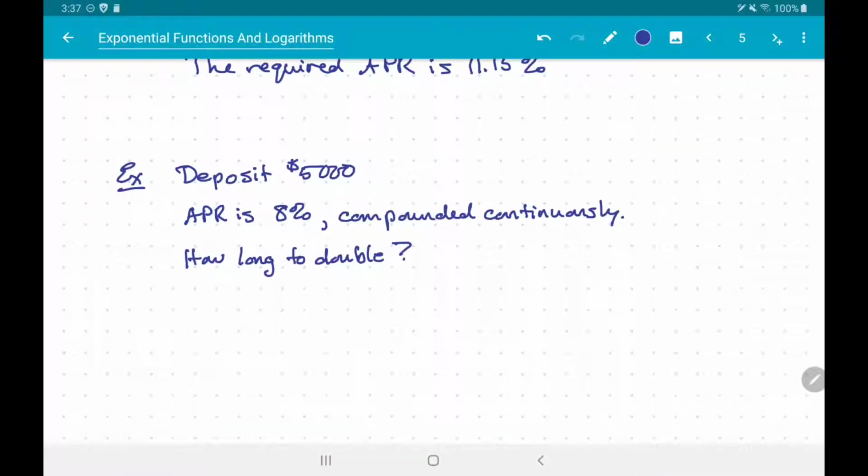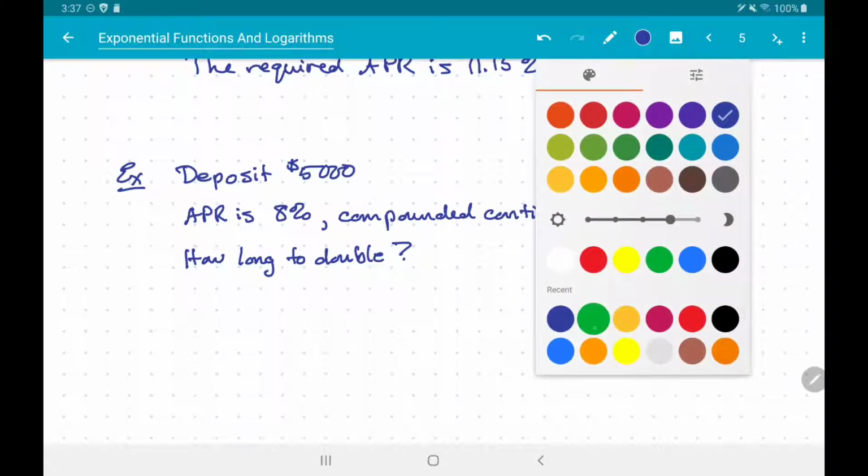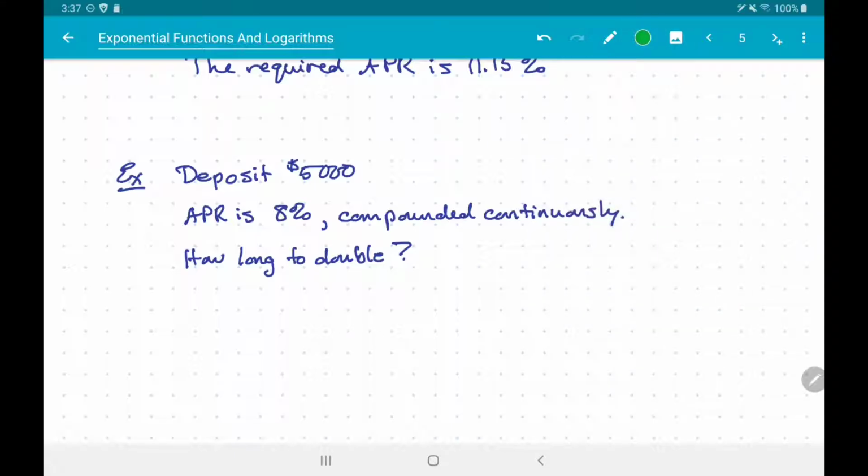Okay, here's a brief summary of the problem. I'm going to deposit $5,000 into an account. It earns interest at an APR of 8%. It's compounded continuously. How long will it take for the account to double? Well, let's think about this. Again, we're going to be dealing with interest rate calculations. What does the 5,000 mean? That's the principal. The APR is 8%. What does that tell us?